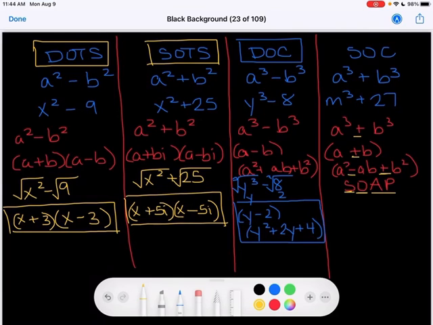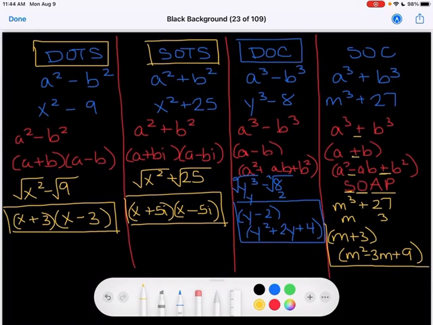So if we have m cubed plus 27, the cube root of m cubed is m. The cube root of 27 is 3. So I'm going to get m plus 3 times m squared minus 3m plus 9. Notice it's the same sign first, plus, then the opposite sign, minus, is next, and then that last sign is always positive. So that's sum of cubes.